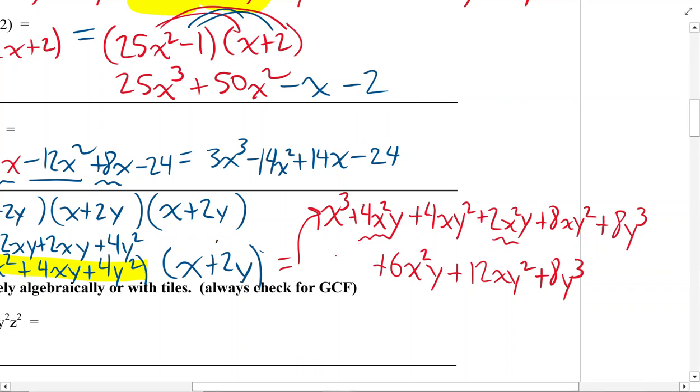John, will you pass the test? Everyone else failed. X cubed. I screwed that part up. I think I got the rest though.